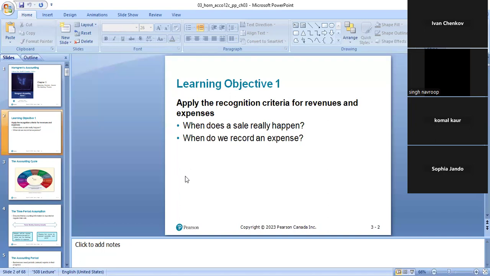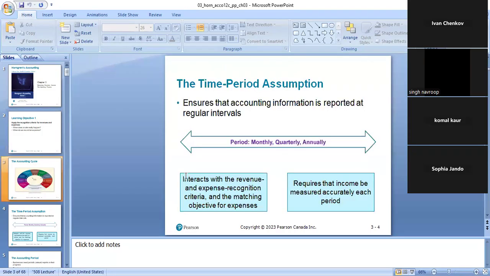Because if I delay recording the expenses, my income is going to be higher. If I record the expense earlier, my income is going to be lower. Same thing with the sales. If I push the sales to the next period, my current period sales will be lower. That means my net income will be lower. If I get the sales or revenue recognized this period, then I can manipulate the net income. So that's where we're going to focus now.